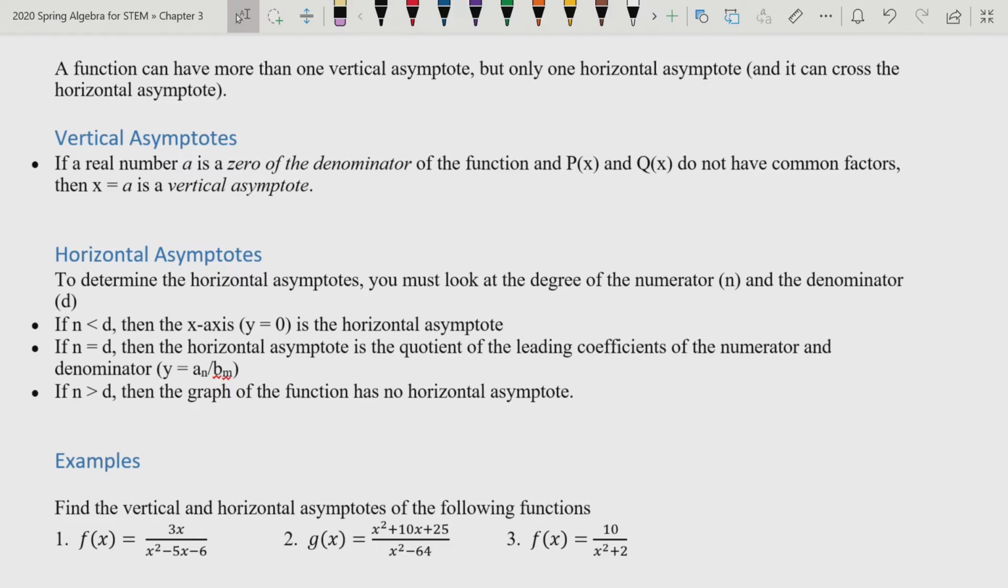For horizontal asymptotes, to determine them, you must look at the degree of the numerator and the degree of the denominator. If the degree of the numerator is less than the degree of the denominator, then the x-axis is the horizontal asymptote. That is, as you go towards infinity, in either direction, the function value tends towards 0. If the degree of the numerator is equal to the degree of the denominator, then the horizontal asymptote is the quotient of the leading coefficients of the numerator and denominator. If the degree of the numerator is bigger than the degree of the denominator, then the graph of the function has no horizontal asymptote. Let's find the vertical and horizontal asymptotes of the following functions.